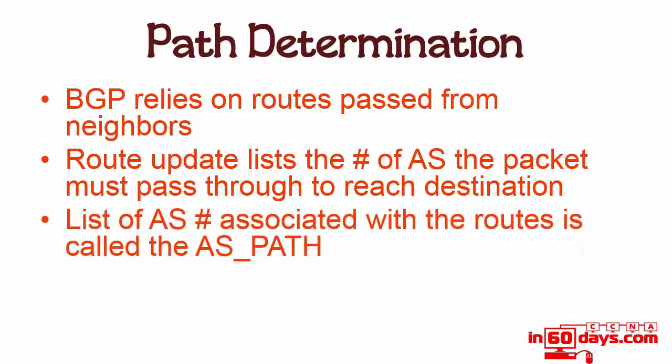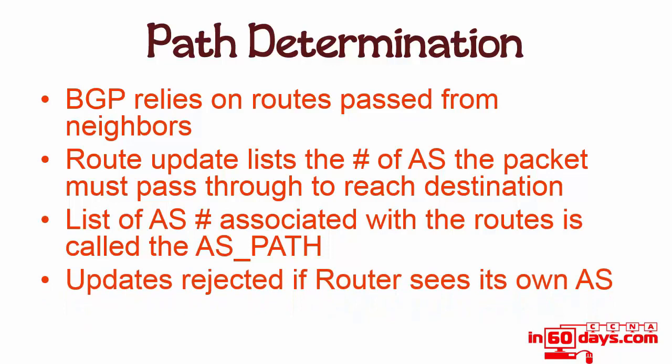This actual list of AS numbers associated with the routes is called the AS path. Important to remember this, because the AS path update has a couple of things associated with it: the paths that the packet must pass through, the AS paths, and also the remote IP address.